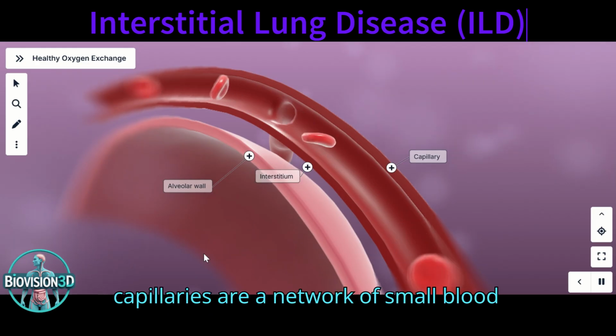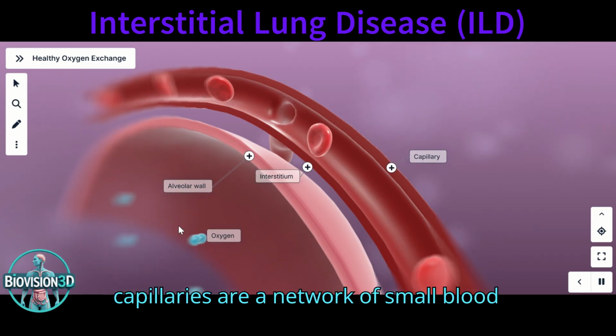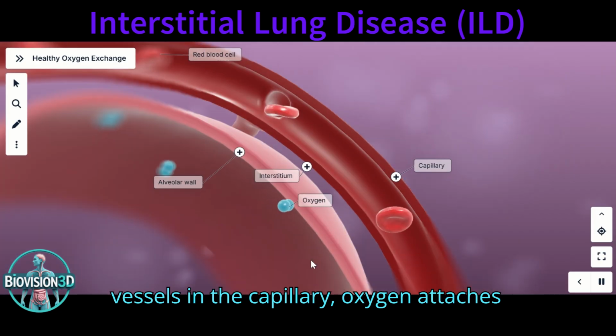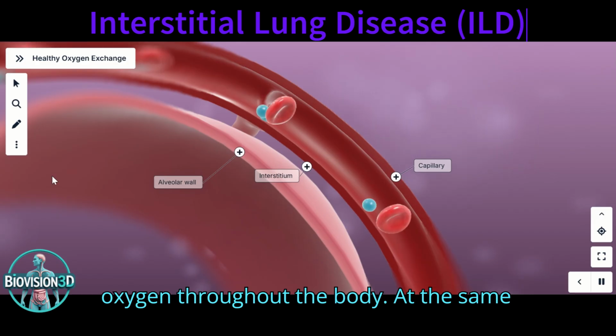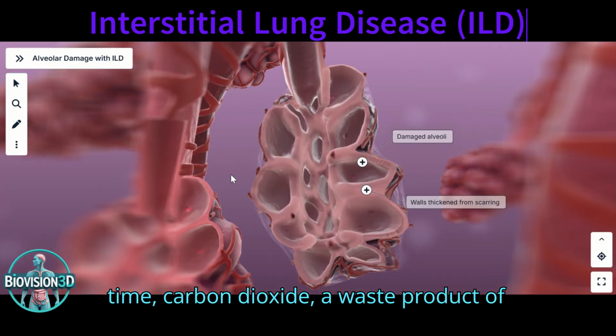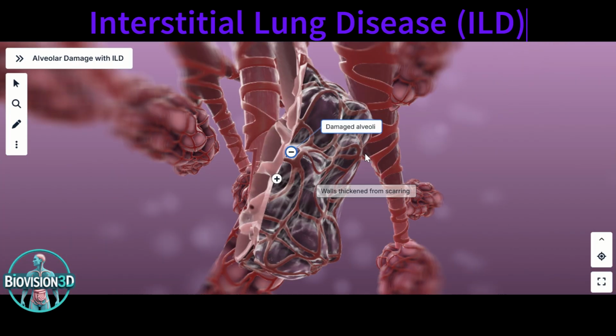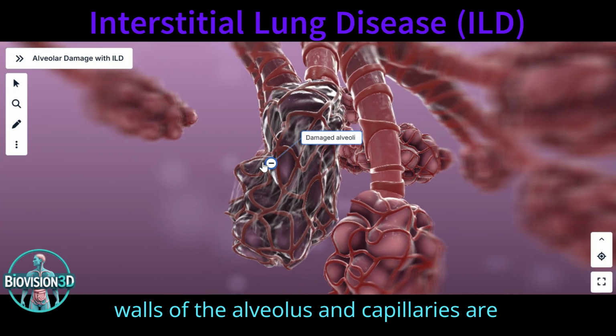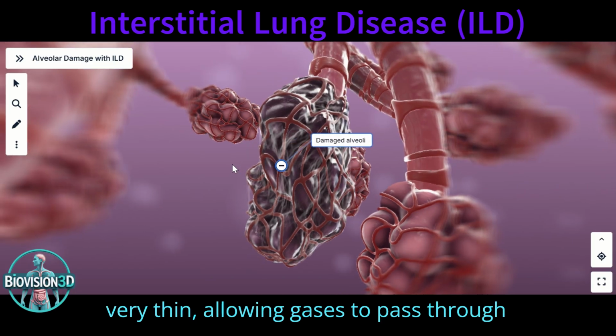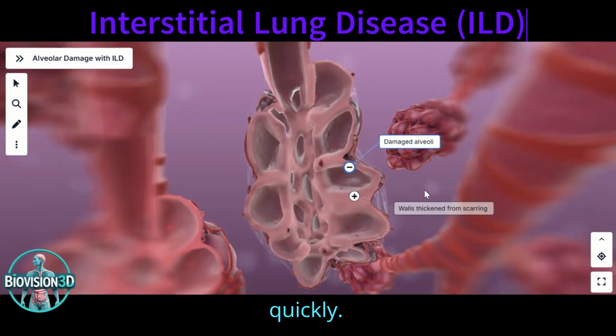The capillaries are a network of small blood vessels. In the capillary, oxygen attaches to red blood cells, which transport oxygen throughout the body. At the same time, carbon dioxide, a waste product of metabolism, moves from the capillaries into the alveolus to be exhaled. This process works efficiently because the walls of the alveolus and capillaries are very thin, allowing gases to pass through quickly.